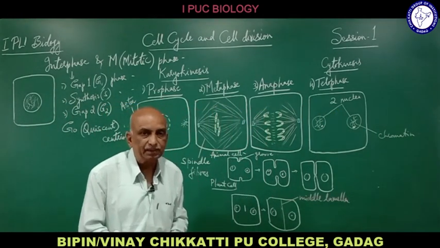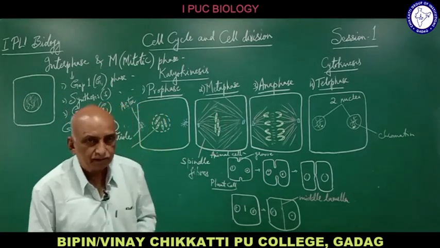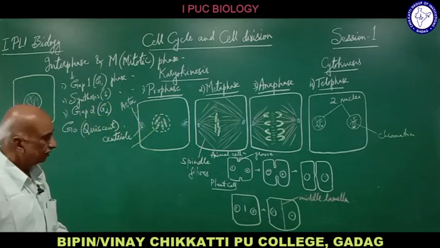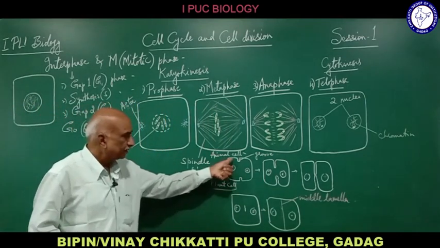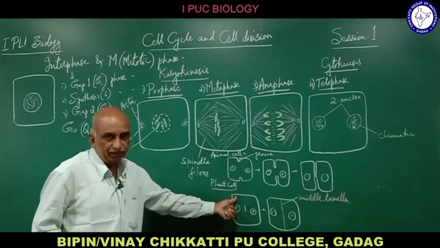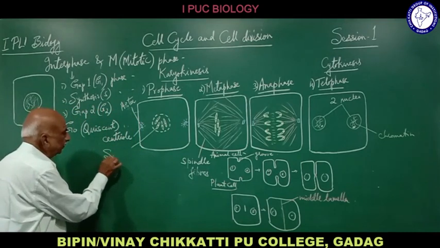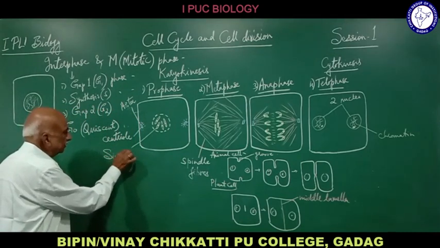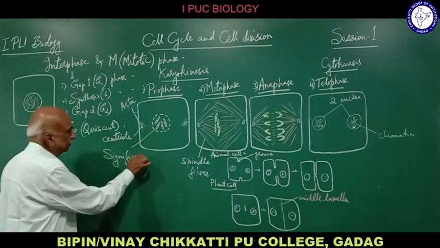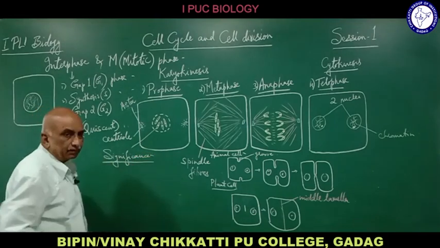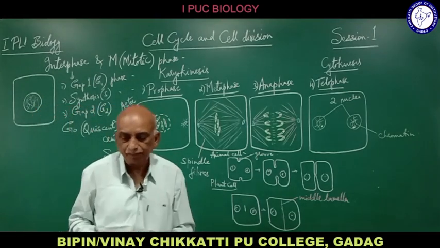In animal cells and plant cells this is somewhat different, and that is because of the absence of the cell wall and presence of the cell wall. And lastly, we come to the significance of mitosis. What is the significance of mitosis?